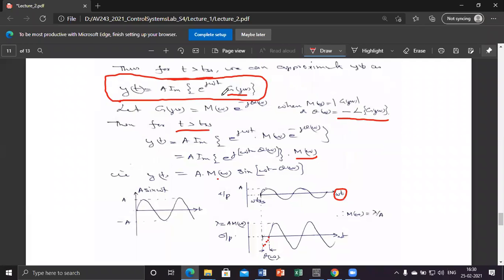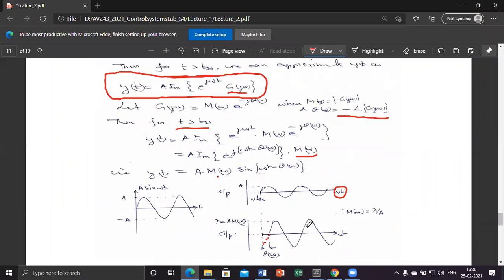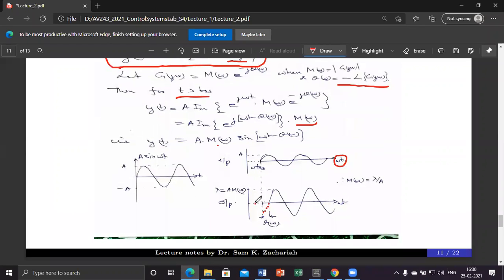If I were simply taking plus of the argument of G j omega, that represents phase lead, and then I would have to show this diagram leading the input sinusoid. But normally physical systems will, in general, have a lag tendency. That's why I have taken theta as the negative of the argument of G j omega.